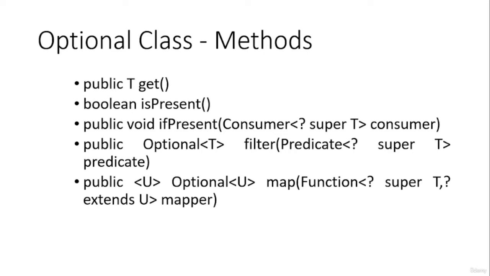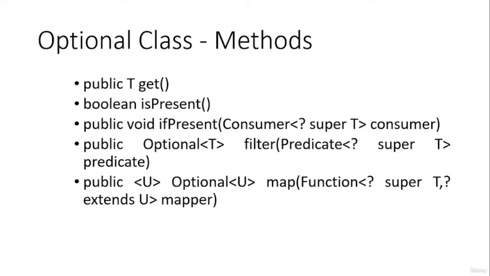The next method is isPresent. isPresent is a boolean method. It will return a boolean value telling whether the value is present in the container or it is null, not present in the container. Let us see the program in which we will be discussing more about these methods.